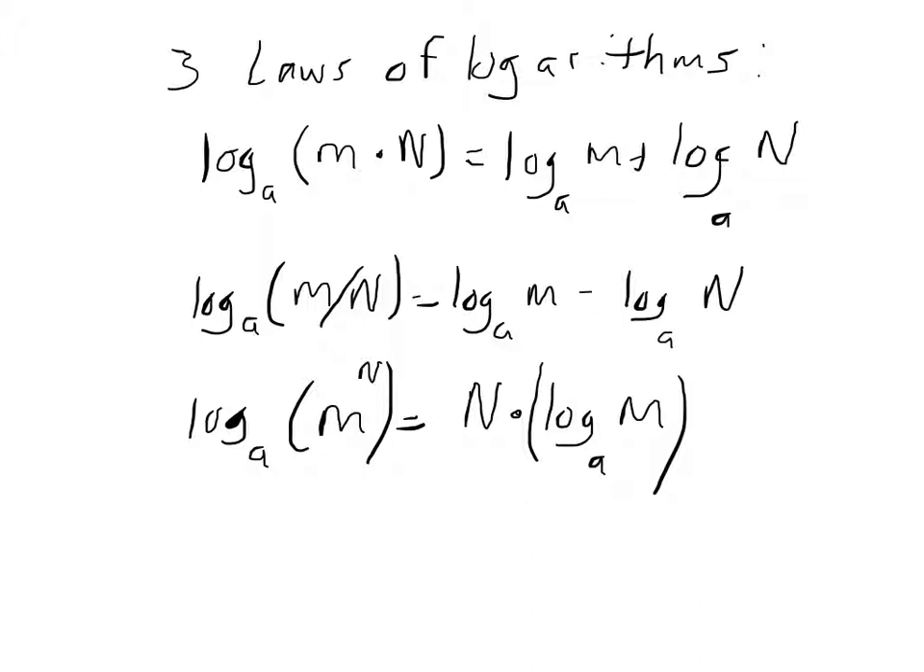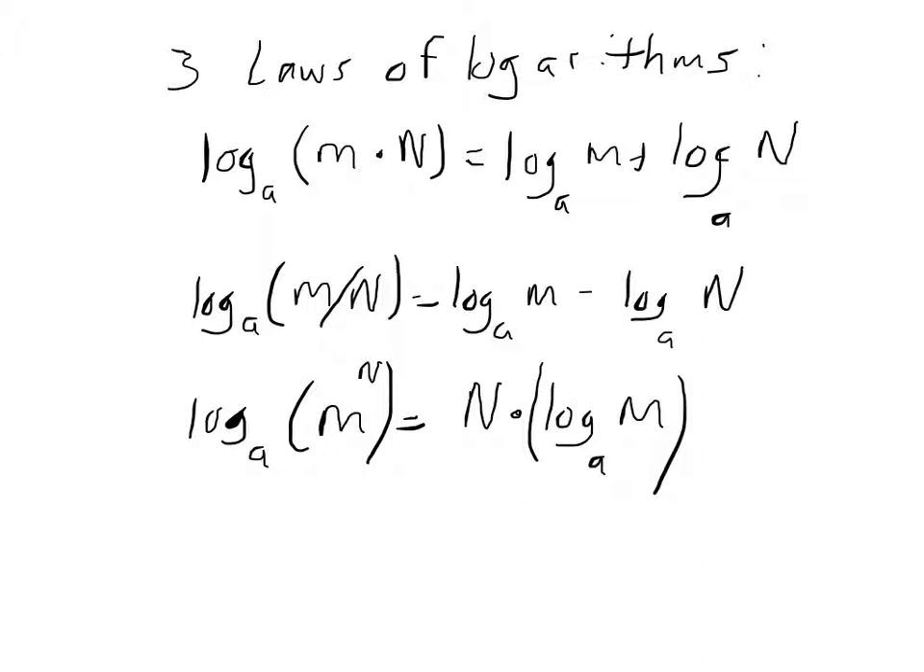First law: if you've got the log of a product, that's the addition of the two separate factors in your product. So log a of m times n is log a of m plus log a of n. Then the log of a quotient is the difference of two logs: log a of the numerator minus log a of the denominator.